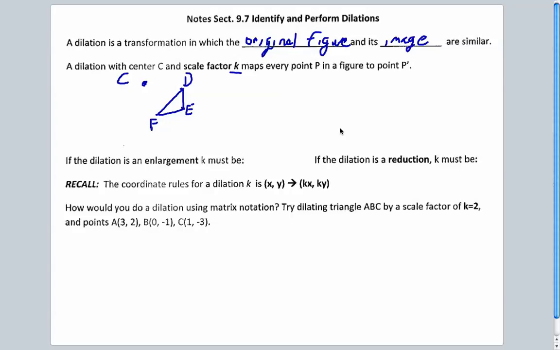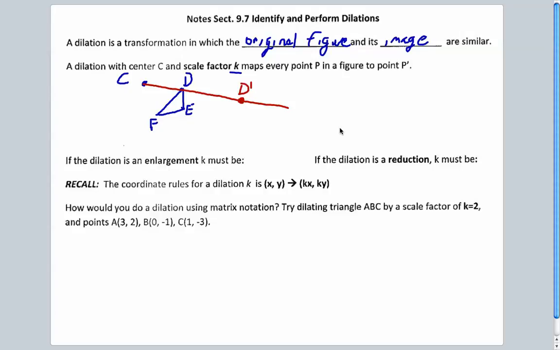So let's just do an example here real quick. If I take DEF and I want to dilate it and make it bigger, dilations can be enlargements or reductions. But if I want to make it bigger, then all I do is connect the line here, C and D, in a straight line, and extend that line further out away from the original figure, which is what I'm trying to do, just blow this whole triangle up. Okay, so maybe somewhere out here we have D prime, depending on how big we want the triangle to be.